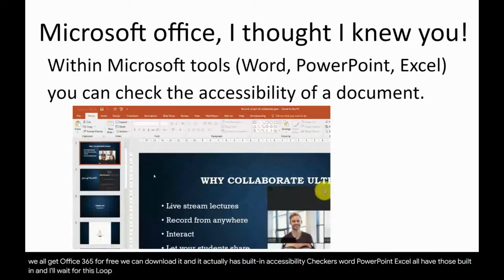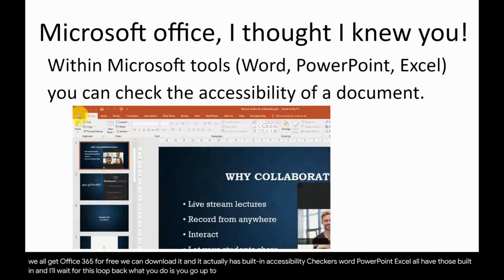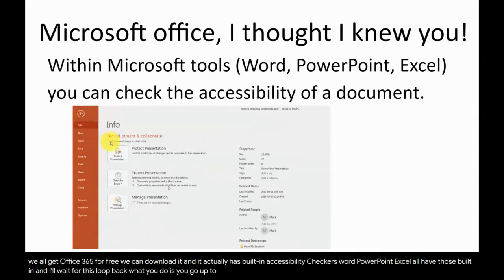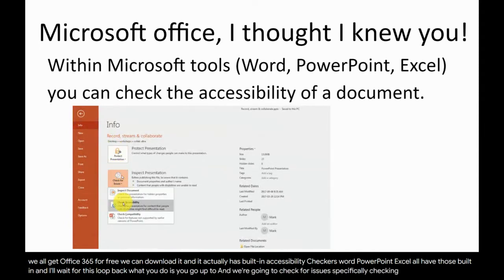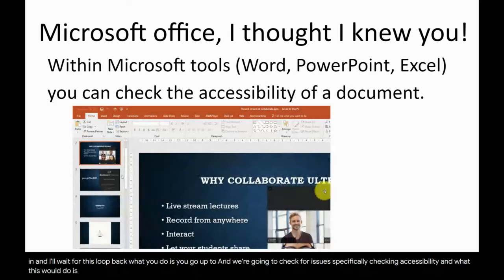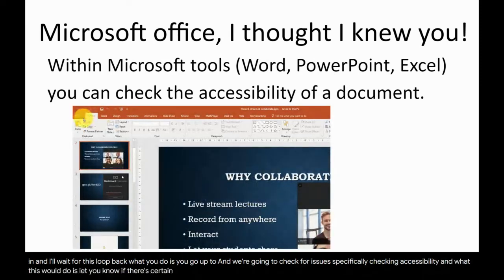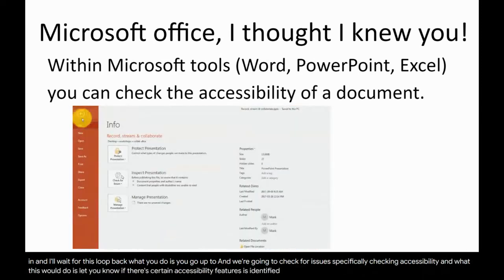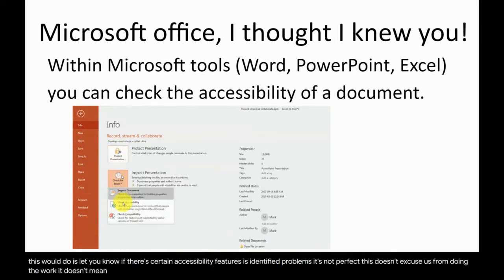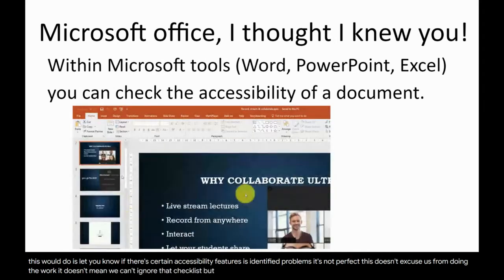And I'll wait for this to loop back. What you do is you go up to File, and we're going to check for issues, specifically checking accessibility. And what this does is let you know if there are certain accessibility problems identified. It's not perfect. This doesn't excuse us from doing the work. It doesn't mean we can ignore that checklist, but it does help us.